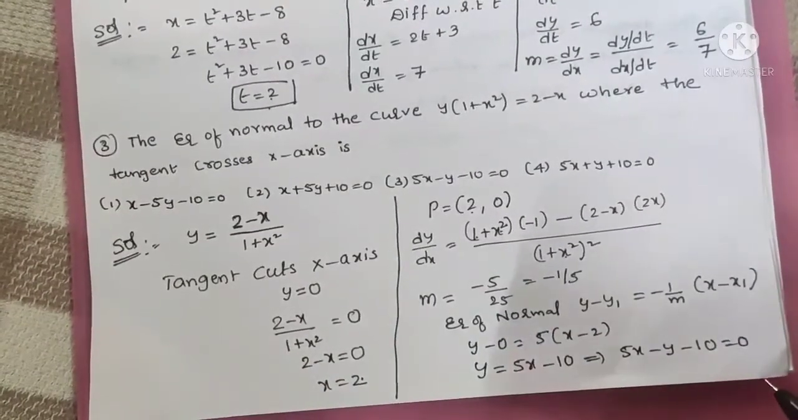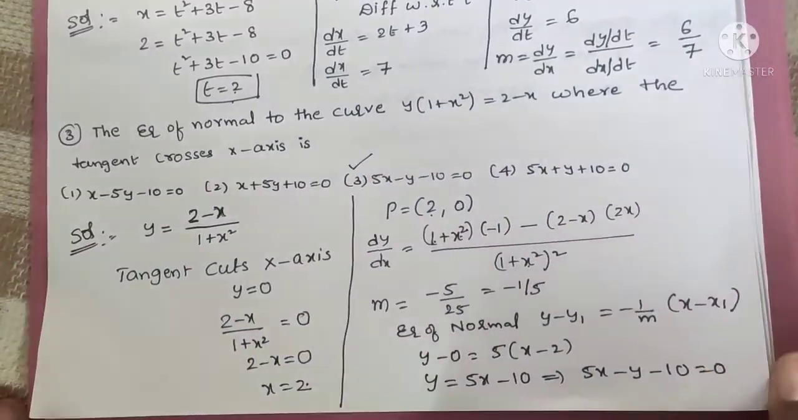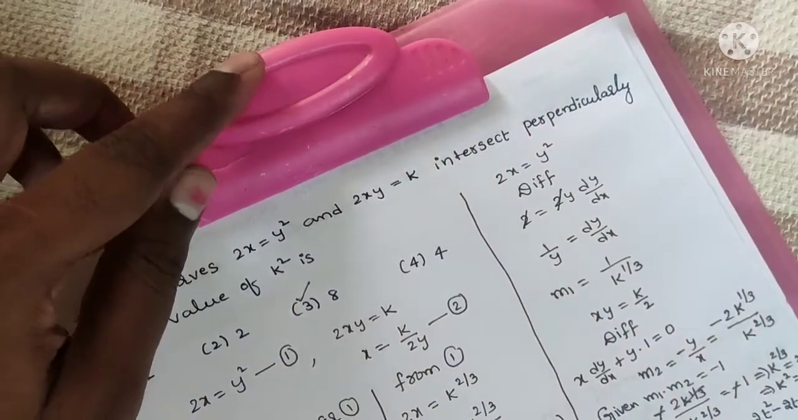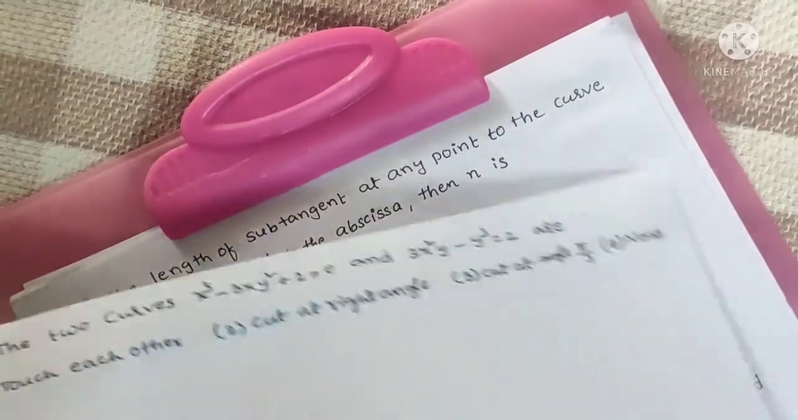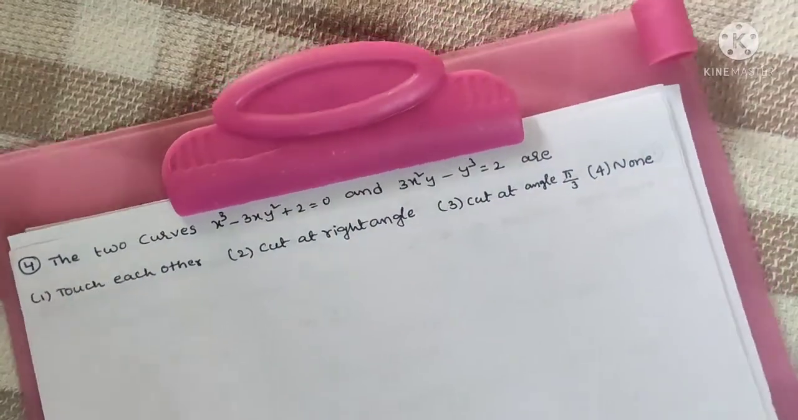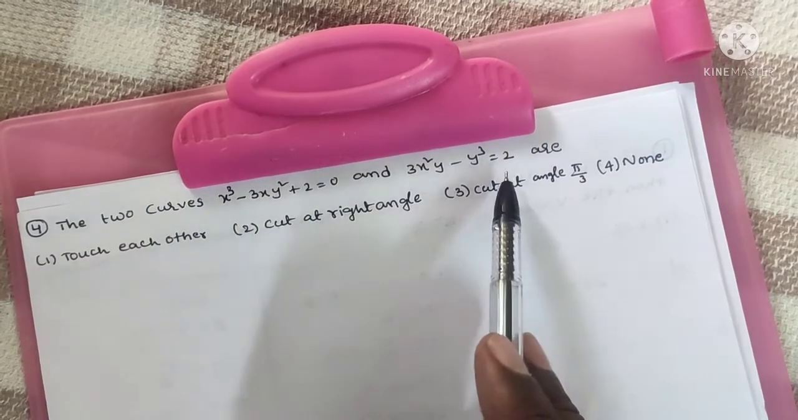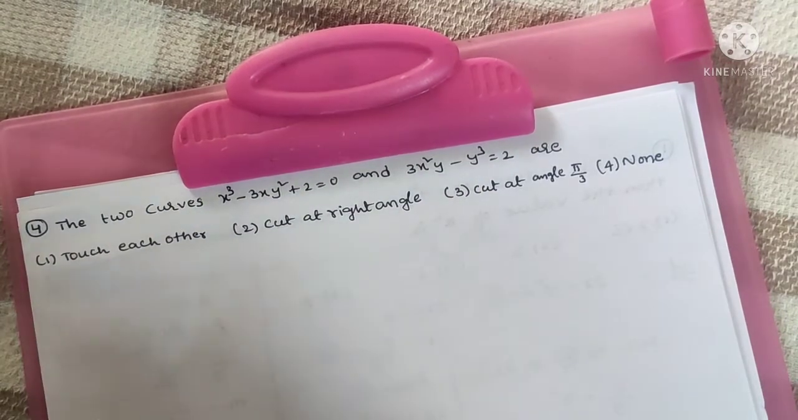This is the required equation of normal. That is nothing but option 3 is the correct answer for this question number 3. Okay. Next, we will discuss the fourth question. See, in the fourth question, two curves are given. We need to find the angle between these two curves.